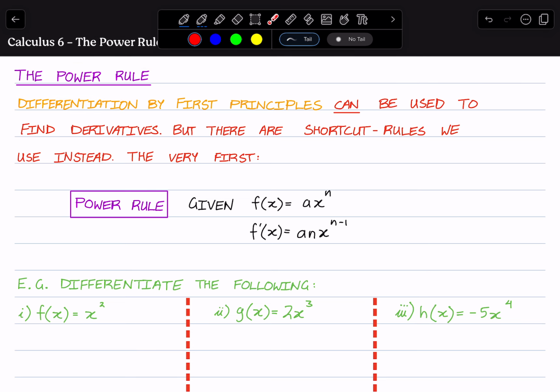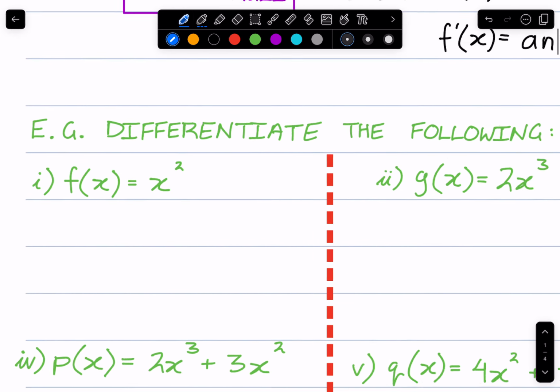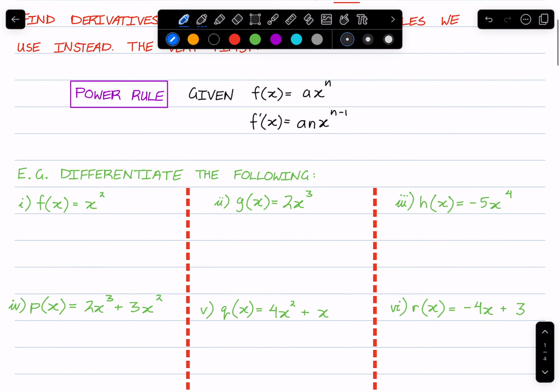Differentiation by first principles can be used to find derivatives, but there are shortcut rules we use instead. The very first rule that we use is called the power rule. So given a function f of x equals ax to the power of n, its derivative f prime of x is equal to a times n x to the power of n minus 1. So I'll take you straight through the first 6 examples for this.